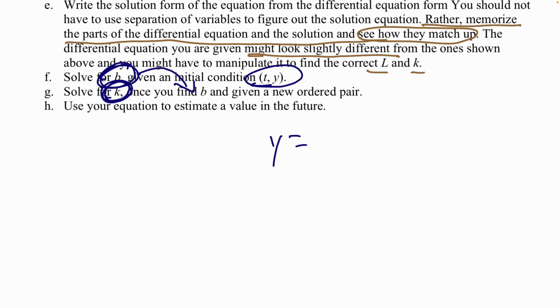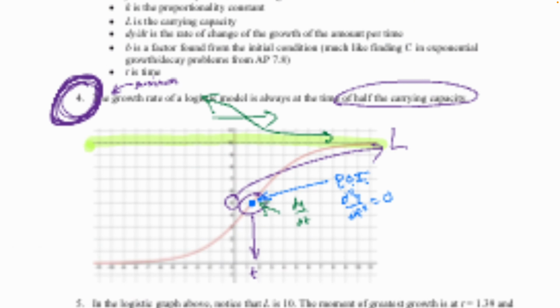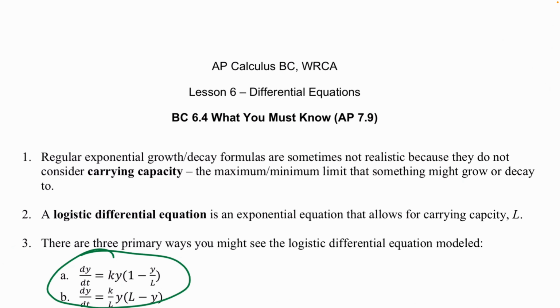This could be like an open response type question on a calculus exam, and they give you a new ordered pair. This is all very similar to stuff that you had to do on 7-8. You had to find the C, and then you had to use that to find the K, and so on and so forth. And then finally, you could be asked to take your equation and estimate a value in the future. How many rabbits might there be after 12 years or something like that. So there you go. That is AP Calculus 7-9. This is a BC topic, and hopefully that helps.